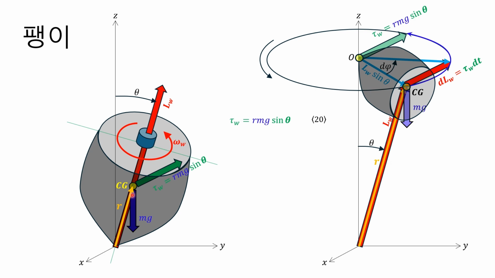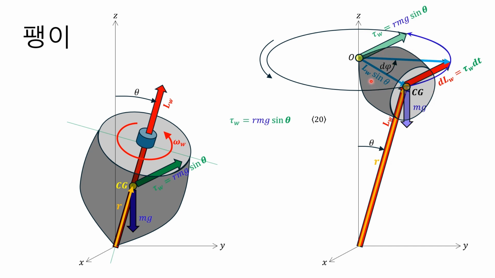The physical quantities related to the precession are expressed centered on the center of gravity CG of the top, as shown in the figure on the right. Since the top is tilted by angle theta with respect to the z-axis, the horizontal component of the momentum is Lw sine theta. Momentum Lw sine theta can be seen as the top acting as a gyroscope when its momentum is reduced by the amount of sine theta multiplied.